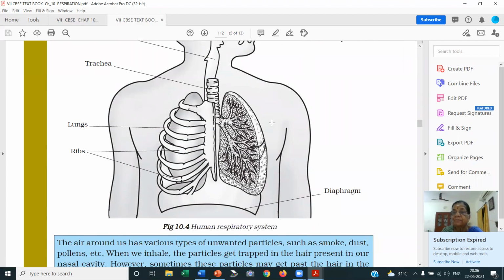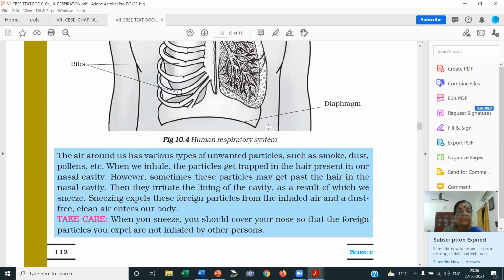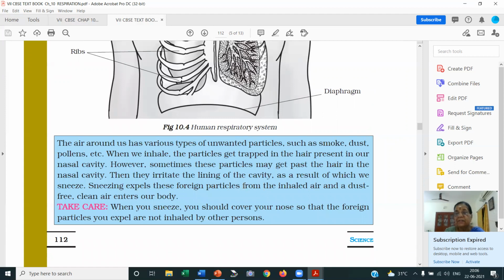Then see here. The air around us has various unwanted particles. I will explain this, the particular question on sneezing. Why do we sneeze? Sneezing expels the foreign particles from the inhaled air and gives dust-free, clean air.